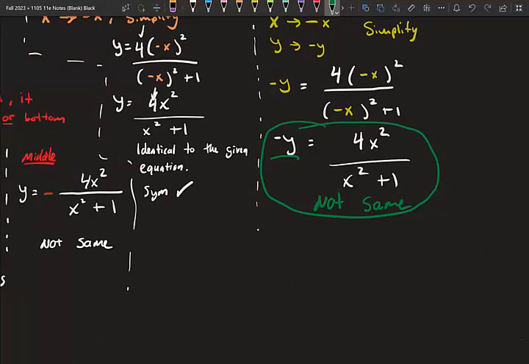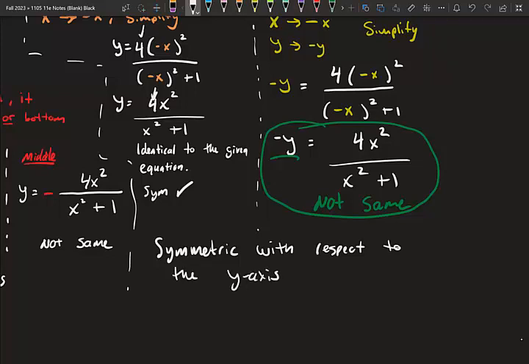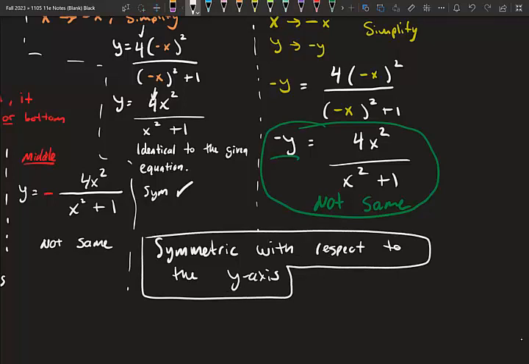Since it's not the same, the only thing it does work with is the y-axis. So how do we write our answer? If it was symmetrical to many, you just say y-axis, comma, and so on. We will have an example of if it's symmetrical to more than one, don't you worry.